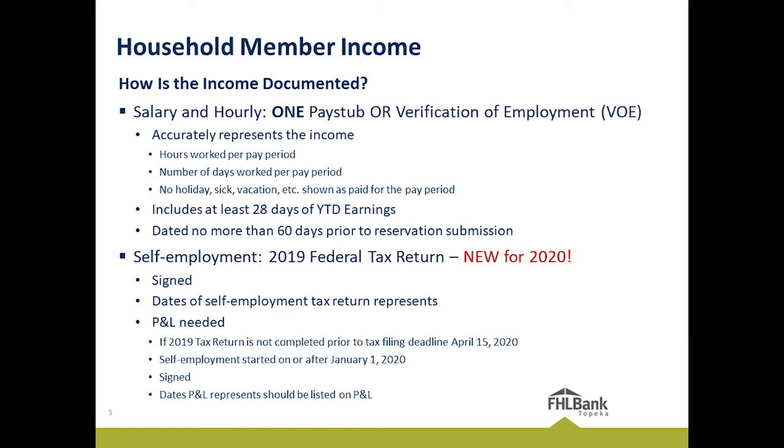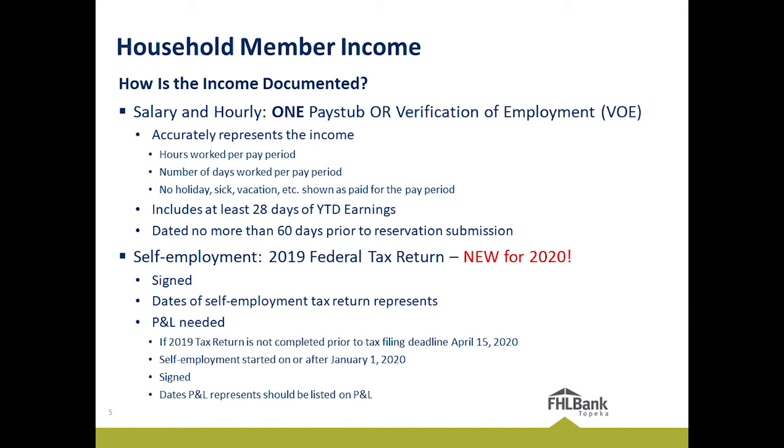The required income document is either one Paystub or a VOE completed by the employer that accurately represents the household member's income. The Paystub or VOE must be dated within 60 days of the reservation submission and include at least 28 days of year-to-date earnings.